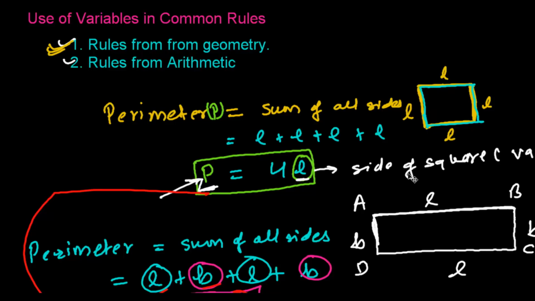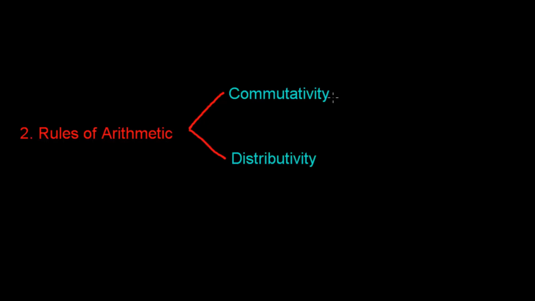In the previous video lesson, we discussed the use of variables in common rules. Especially, we discussed the rules of geometry, and now we're going to talk about the rules of arithmetic. These rules I have further divided into two parts, commutativity and distributivity.